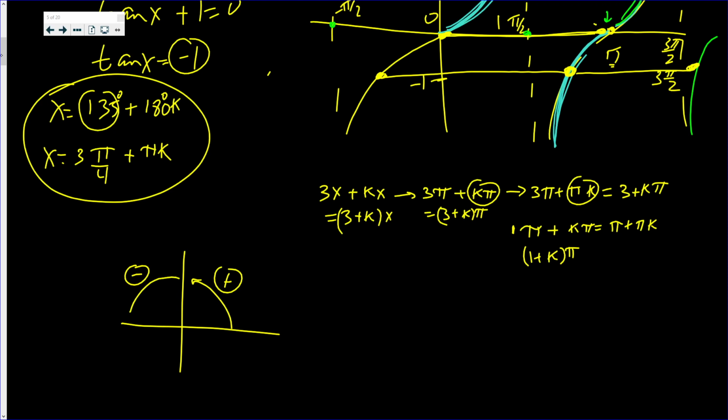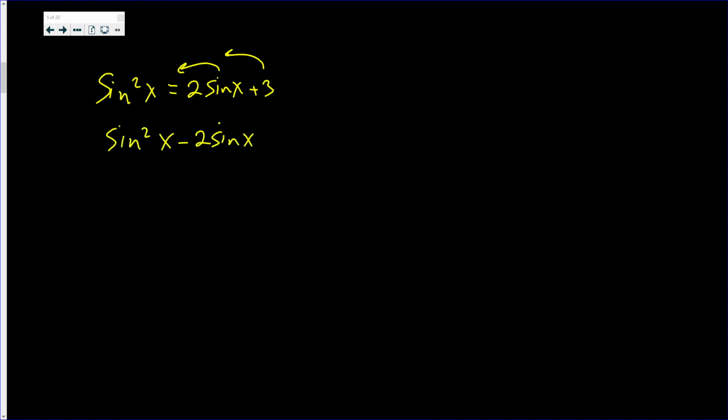Let us try yet another one. Suppose you have sine squared x is equal to 2 sine x plus 3. This here is a quadratic equation. Let's bring everything to the left. So, sine squared x minus 2 sine x minus 3 is 0. Now, whether you make this substitution or not, you need to see the quadratic formula.